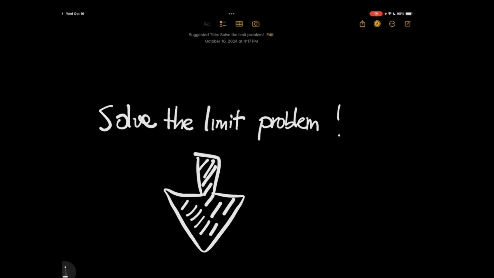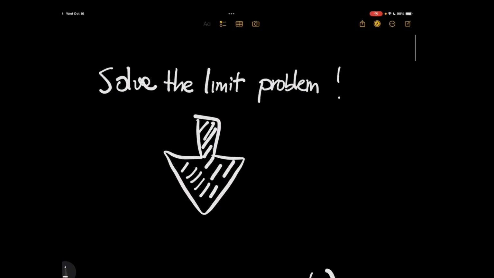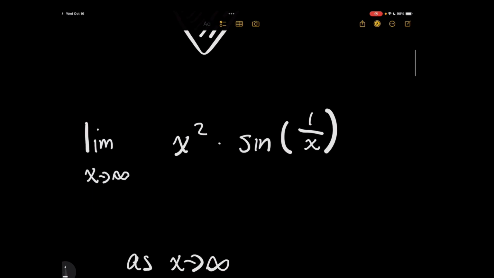Newsflash ninjas, if you don't ever want to miss this limit problem on your next exam, be sure to stick around until the end so you can learn how to crush this tricky limit problem.